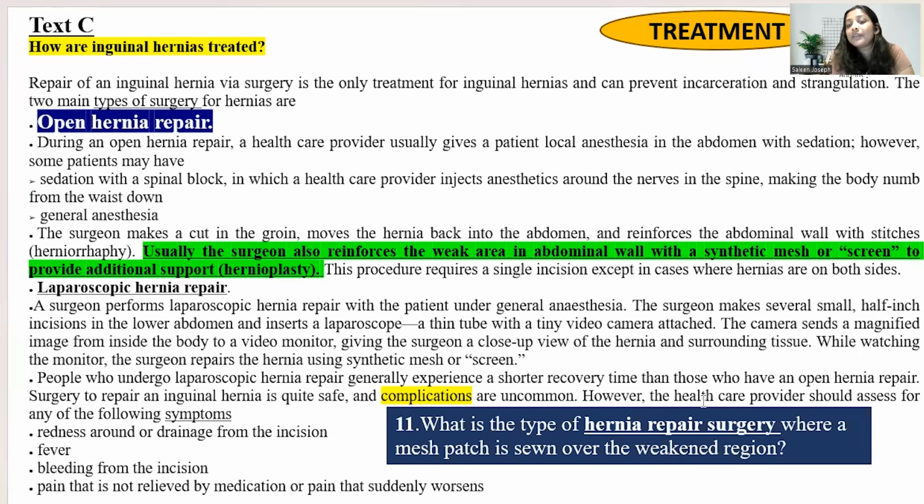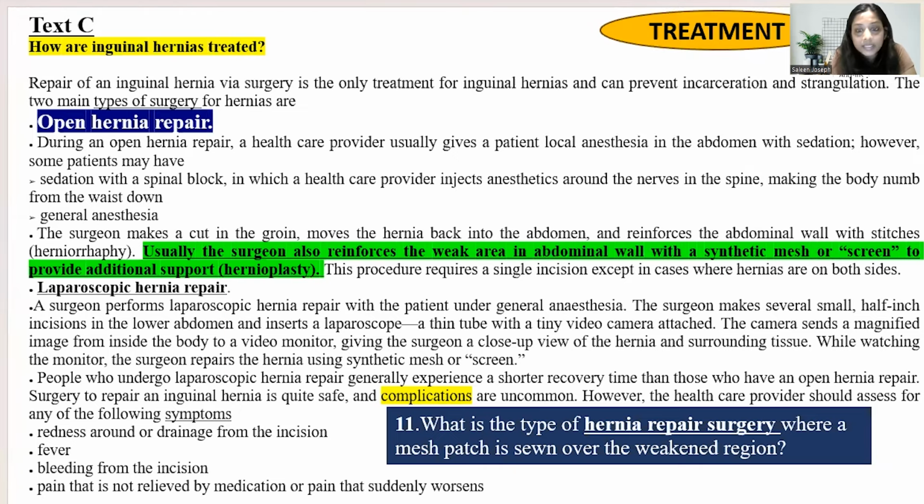What is the type of hernia repair surgery? They asked, what is the type of hernia repair surgery? Open hernia repair. Hernioplasty is what? The name of the surgery they have mentioned here, this process. This one is hernioplasty. So in which surgery? Open hernia repair.